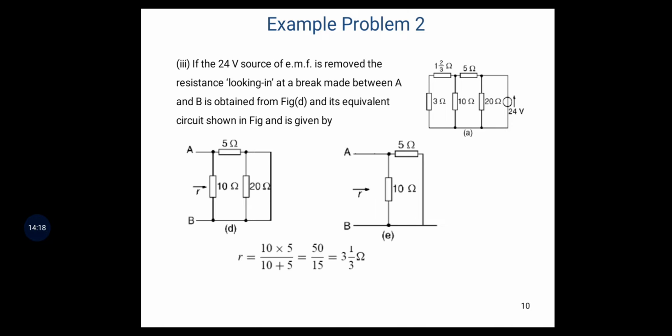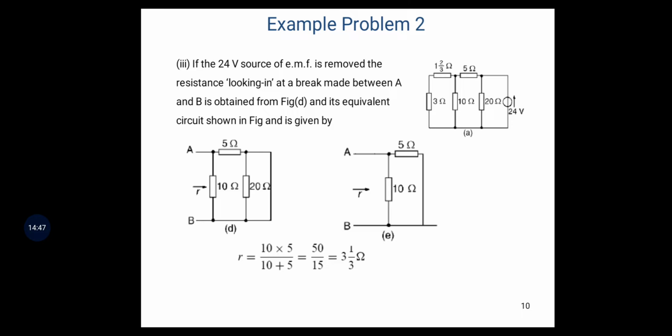Next we find the R Norton. When we find the R Norton, first of all open the terminals AB. If any voltage source or current source is present, it is represented by its internal resistance. Here a voltage source is present, so we short circuit the voltage source.